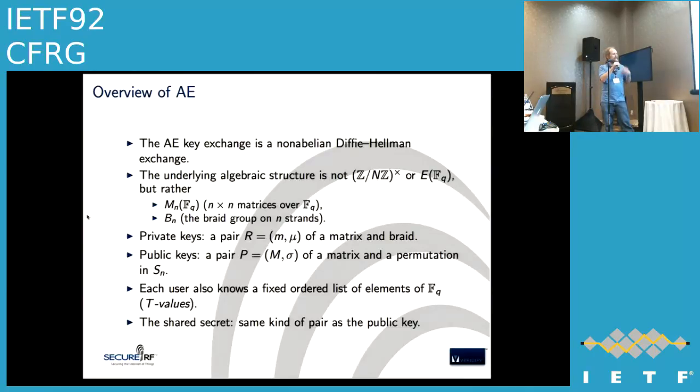After they've done the key exchange, the shared secret looks like the same kind of data as the public key. So essentially this is a matrix over a finite field and a permutation. Okay, next.